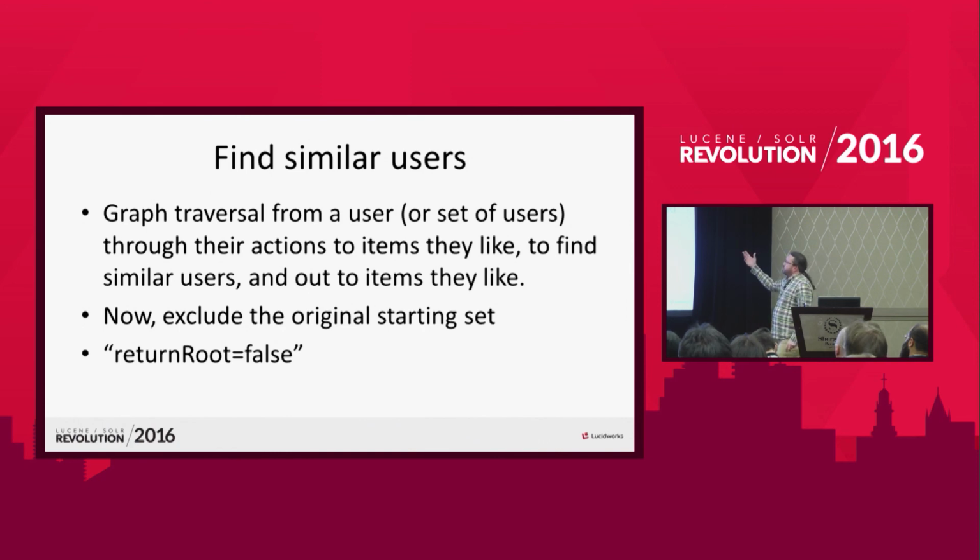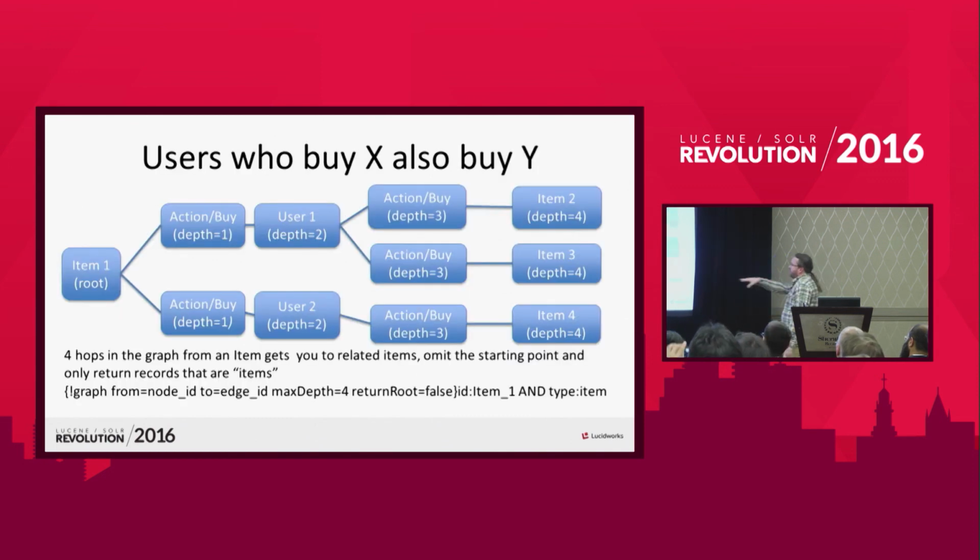right? And you can use the graph traversal, say, for a given user, let me find other users who also purchase this sort of thing. Based on those users, now I can traverse into the items that they also purchased. And maybe I don't want to return the original identifying records, so I return root equals false. So you can see, basically, if you have an item record, the first hop gets you to their action records. The next hop gets you to a user record, users that bought something. The next hop gets you back to an action, ultimately to an item.